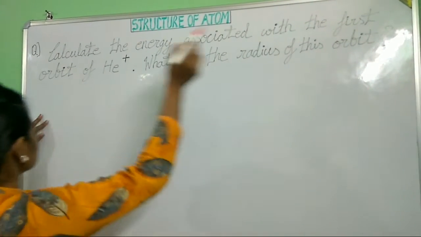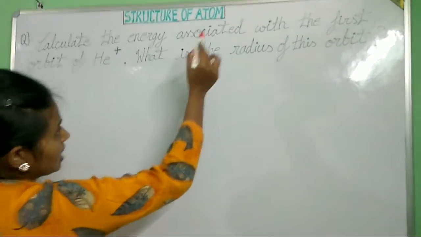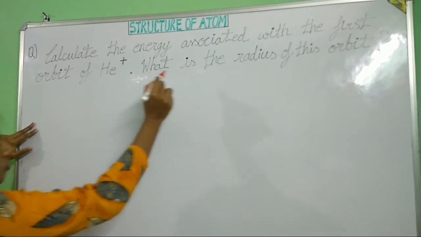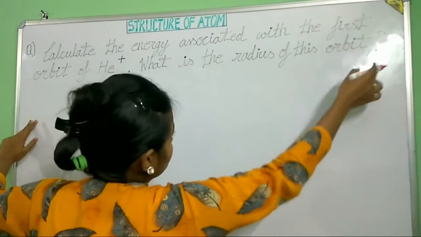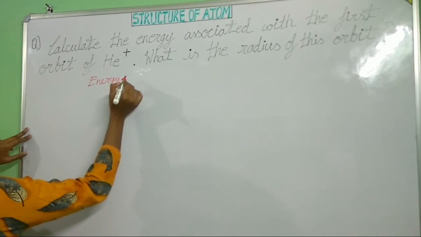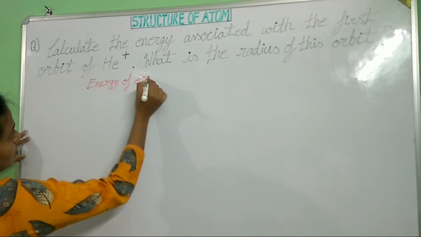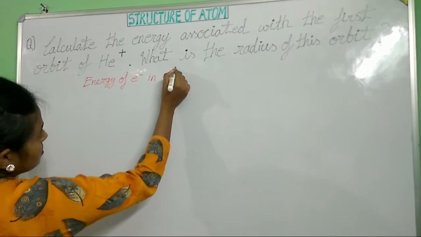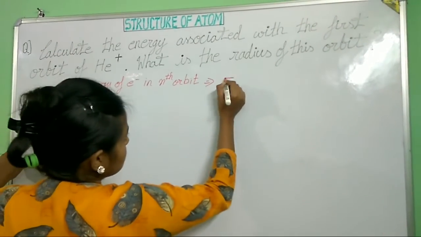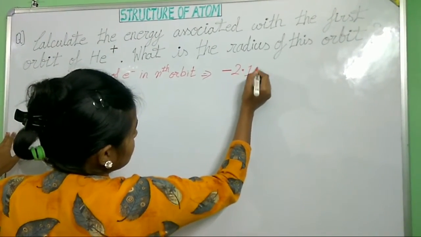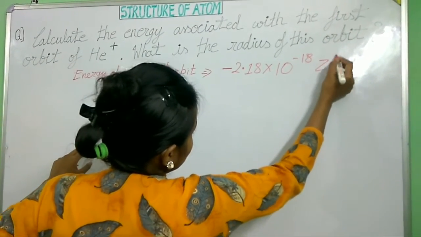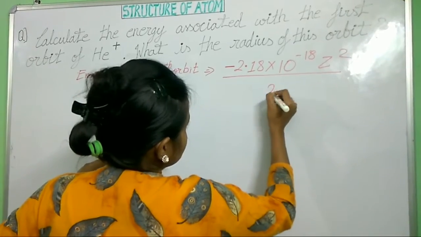So see the next question. Calculate the energy associated with the first orbit of helium plus. What is the radius of this orbit? So energy of electron in nth orbit. In nth orbit, what is the formula? Minus 2.18 into 10 to the power minus 18 z square divided by n square.